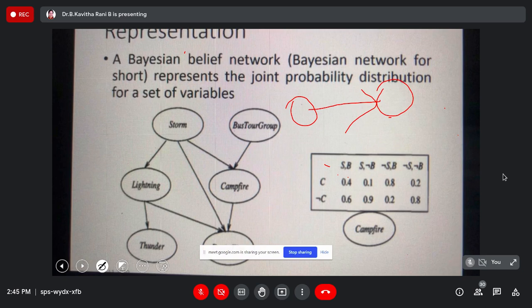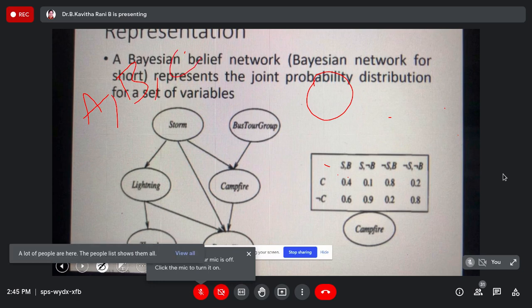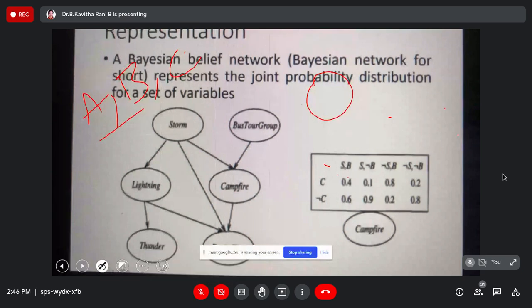One more example I'll give you. If you take, you're having three variables, A, B, C. You can assume A, B are independent variables. C is the dependent variable on these two. Okay. So A and B are independent variables. C is dependent on A and B.